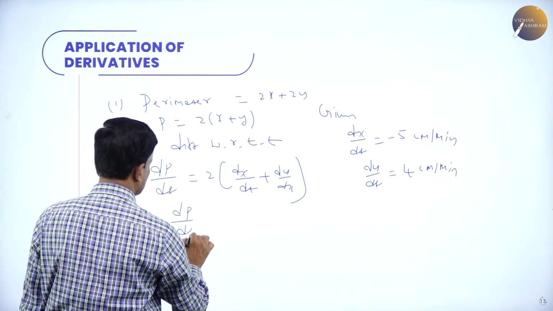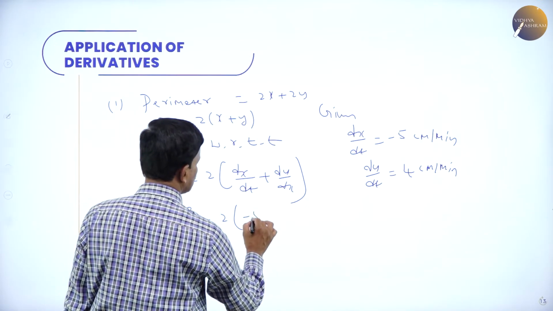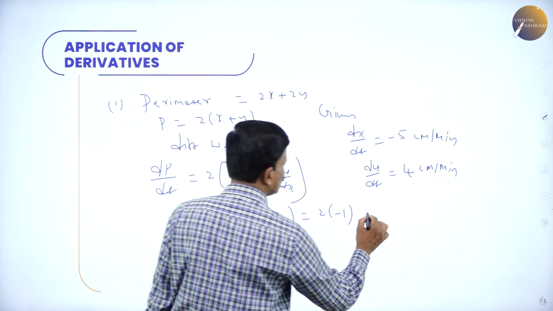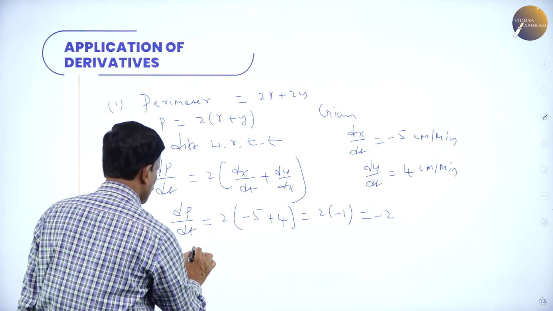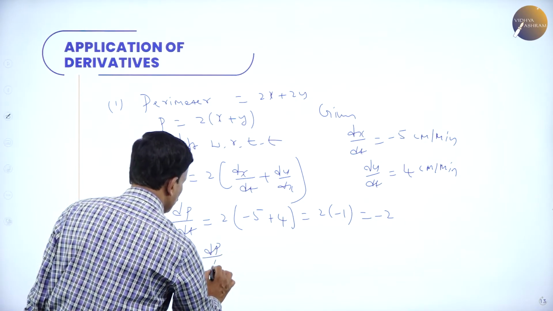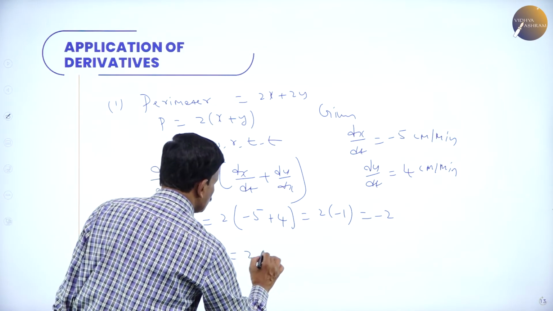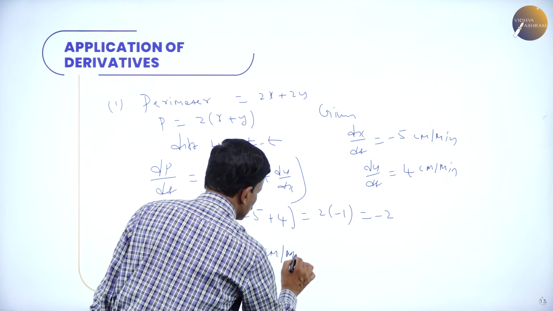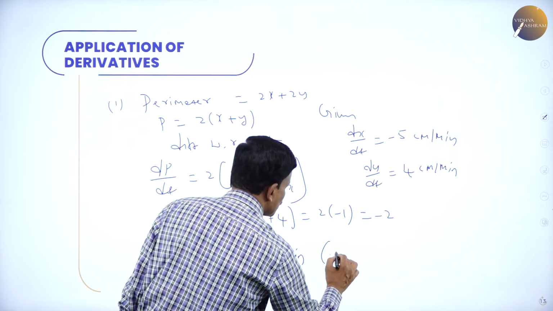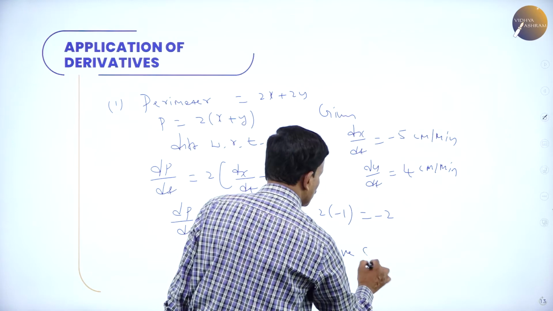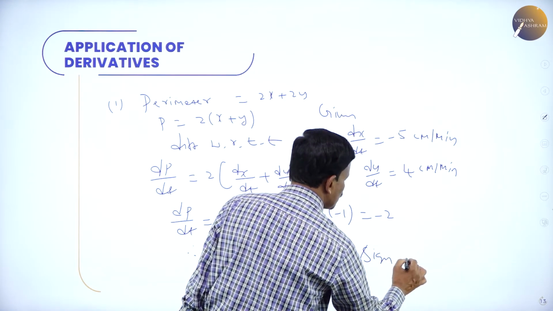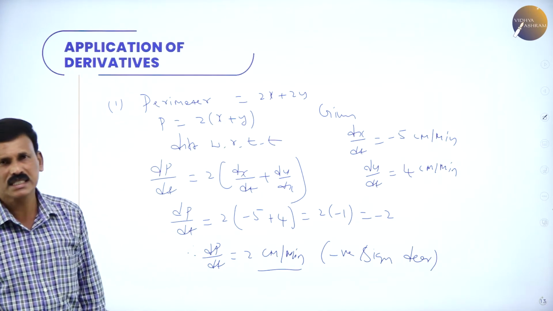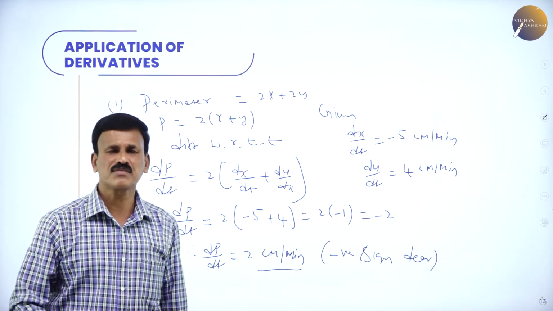dP/dt is equal to 2 times (-5 + 4). This is equal to 2 times -1, which is -2. Therefore, the rate of change of perimeter dP/dt is 2 centimeters per minute. The negative sign indicates it is decreasing. The perimeter is decreasing. Okay, this is the answer for the perimeter.